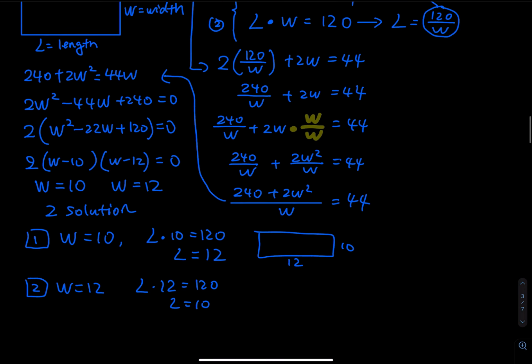So the length is 10, the width is 12. So this is a 10, and then this is 12. So that is the dimension. All right, so that is the end of this problem.